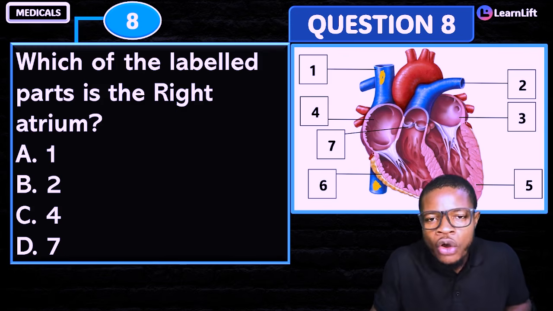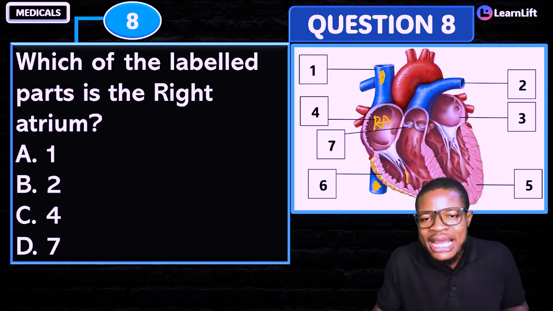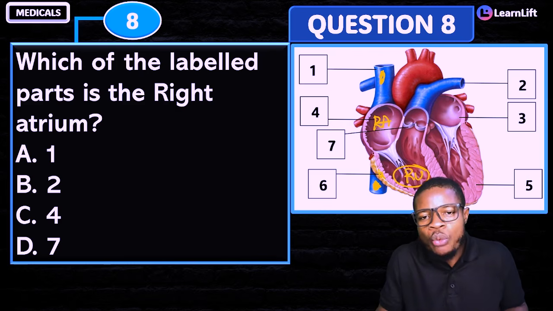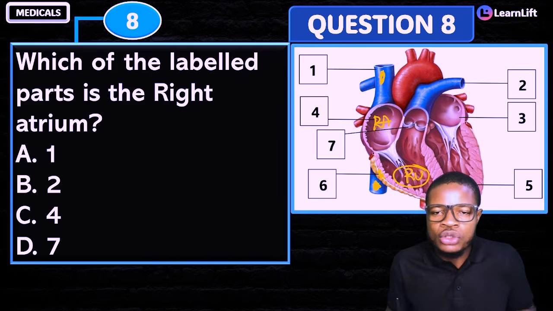So what is 4? 4 is the right atrium, right? Yes, the right ventricle, but it is not the right ventricle they are picking here. They are picking the wall, right? That muscular layer, the wall of the right ventricle is what was picked there.